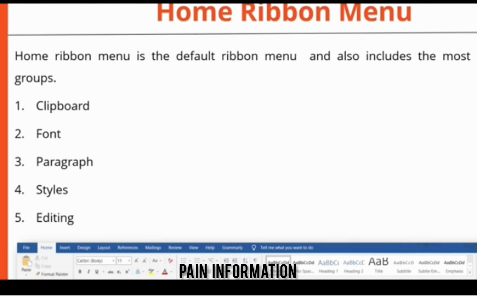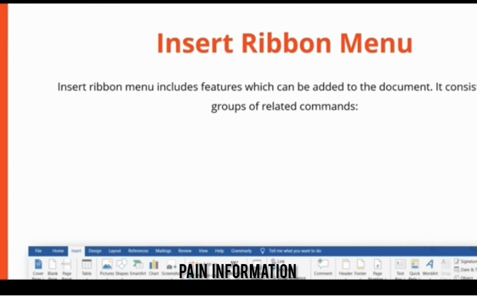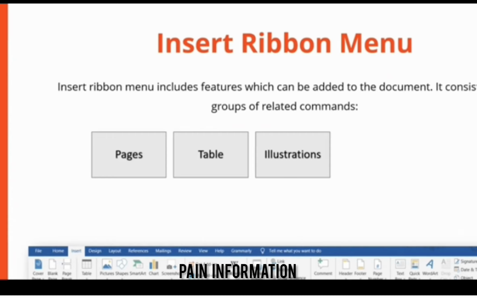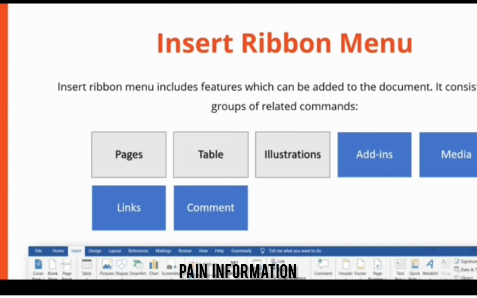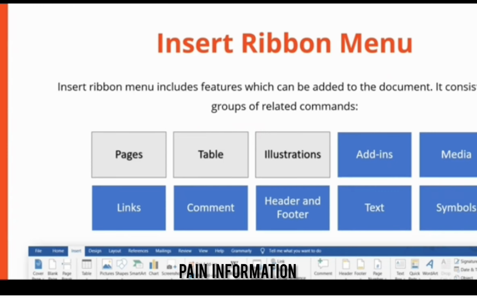This is all about the home ribbon menu. Now, let us go to the insert ribbon menu. What is the insert ribbon menu? The insert ribbon menu includes features which can be added to the document and it consists of 10 groups of related commands. Let's see what they are. First are the pages, table, illustrations, add-ins, media, links, comment, header and footer, text, and symbols.